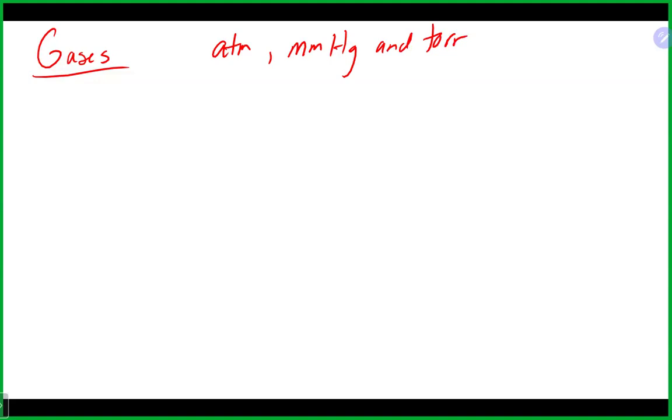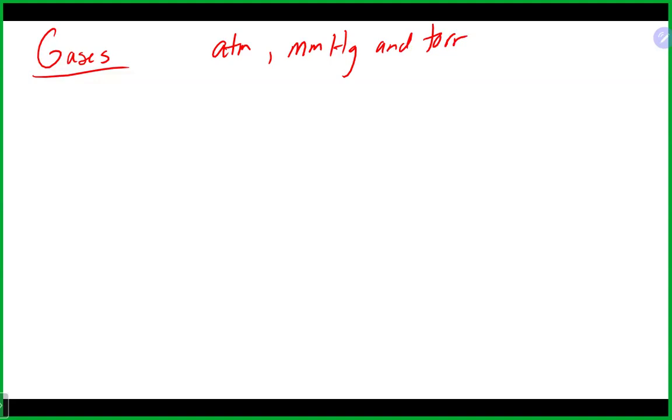We're continuing on here, chapter 13. And last time we got into gases, and we talked about some important units of gases. Probably the big three units are atmospheres, millimeters of mercury, and torr. Those are probably the three common units that you come across most of the time.